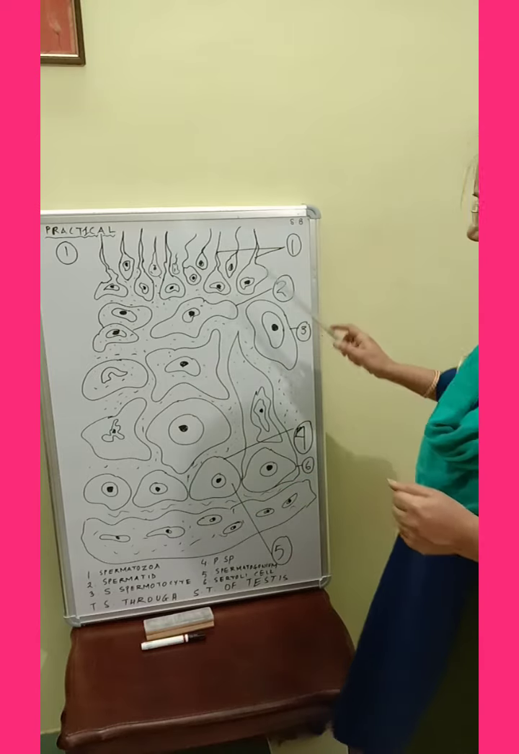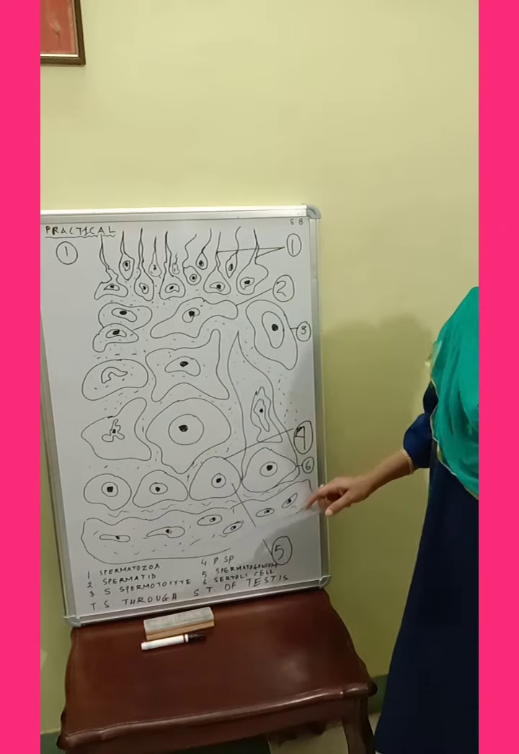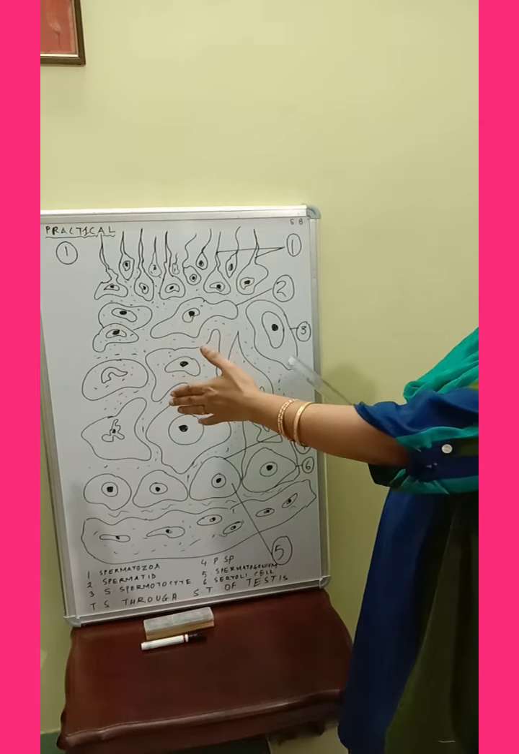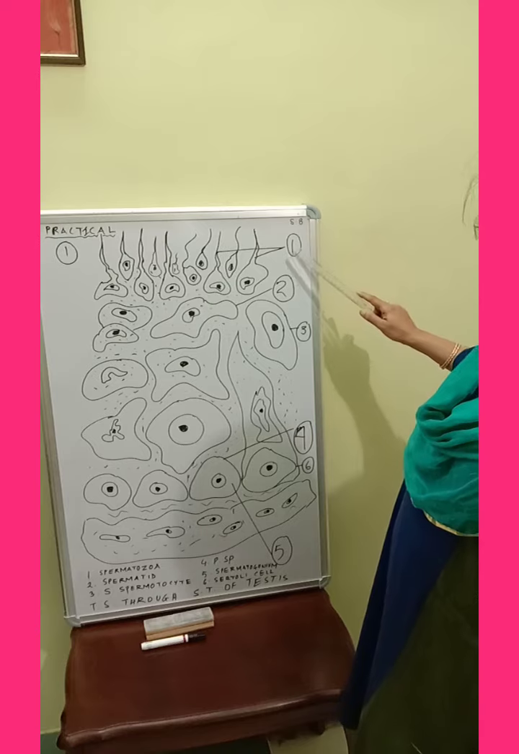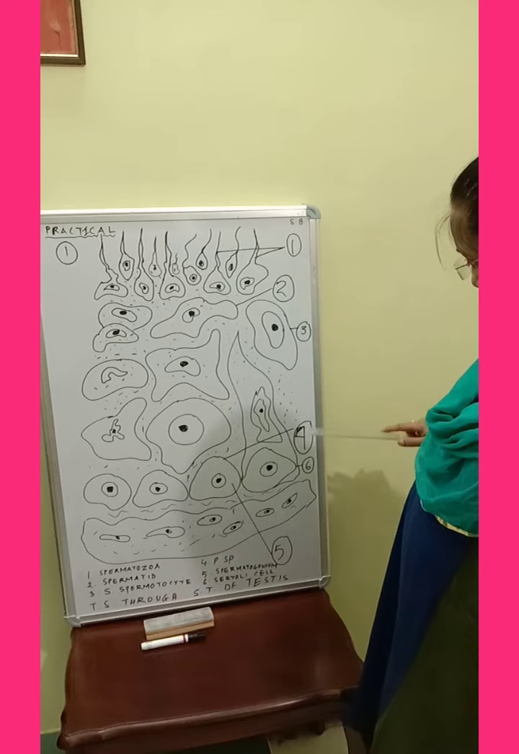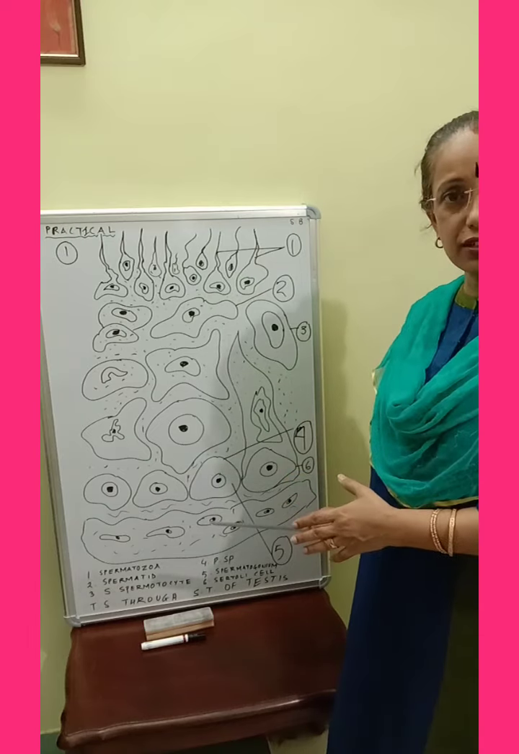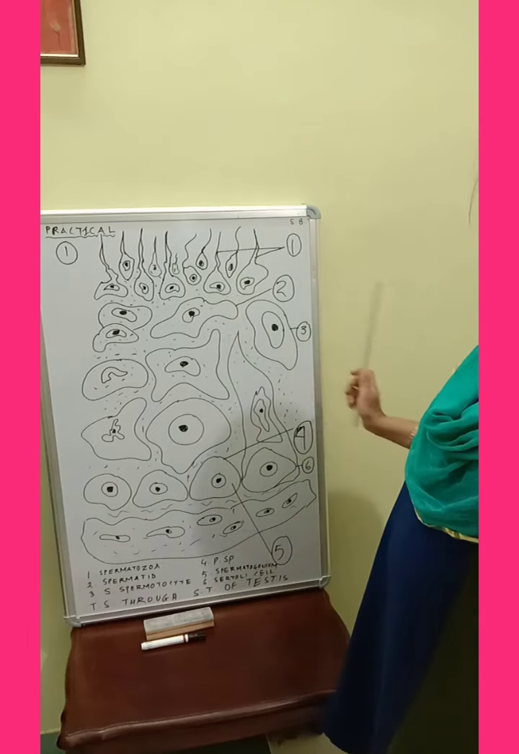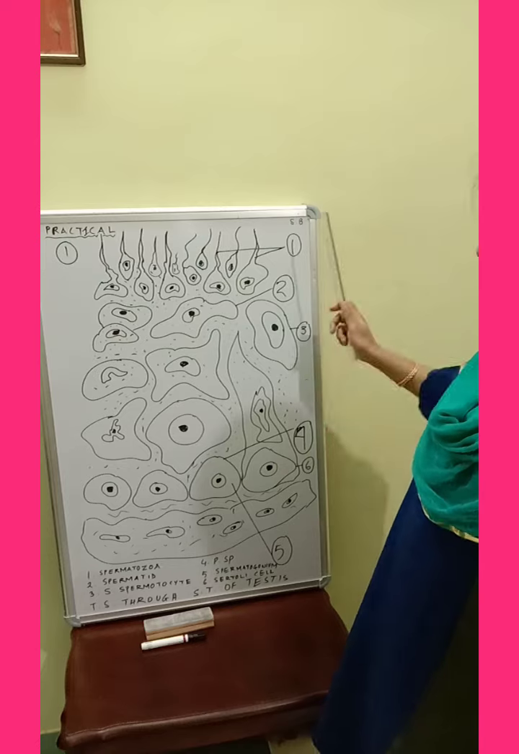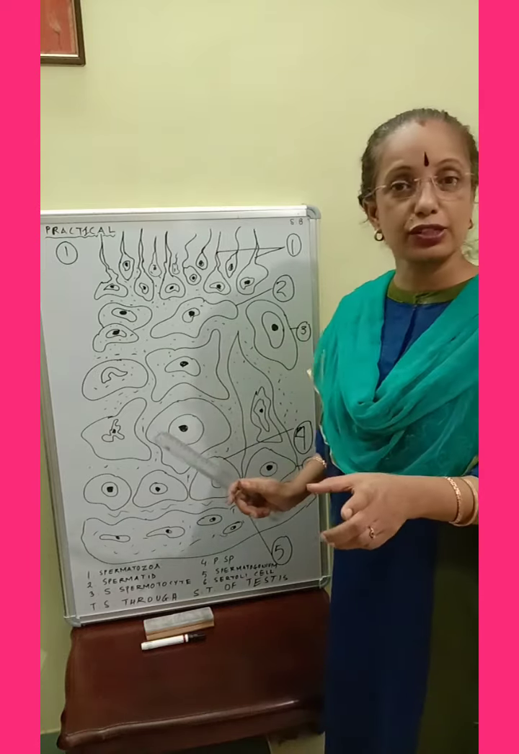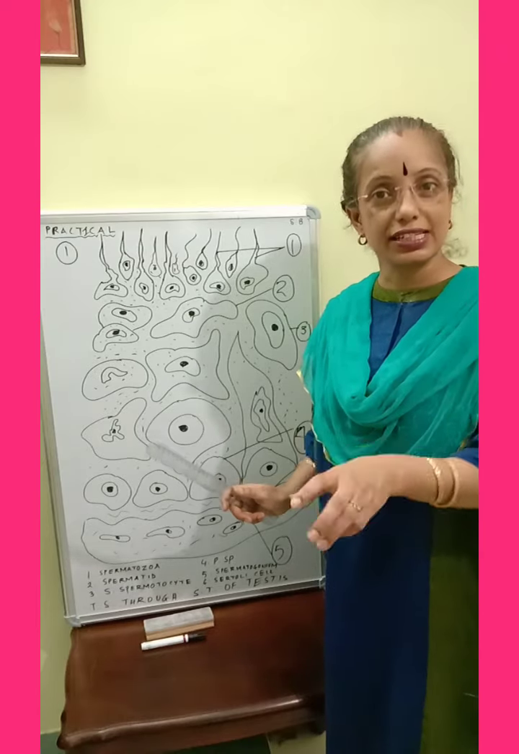See what I have done in this diagram. I have drawn the diagram utilizing the whole board and then I have numbered it 1, 2, 3, 4, 5 and 6. You can also do like this. Otherwise, towards your right hand side, you should write all the labelings. Please write the labelings towards your right hand side.